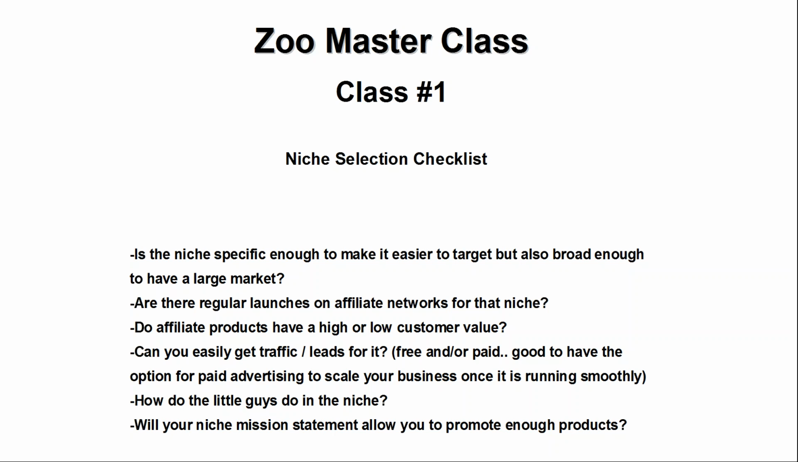You also want to look at, do affiliate products in that niche have a high or a low customer value? This deals with the price of the product that it is selling for. It also deals with the conversion rates, the EPC, that visitor value that you're getting off of each click that you send to an offer. But I also like to think about this from a different perspective, not just for one single promotion, but over the life of a customer. What is the lifetime value of a customer in your niche?